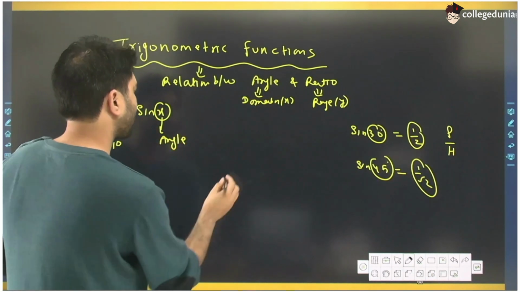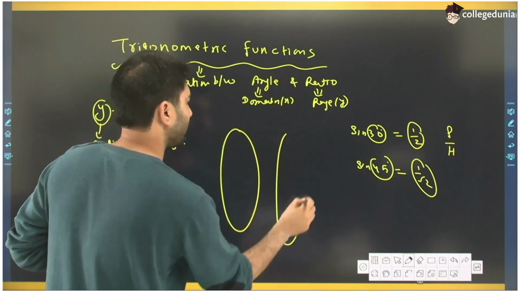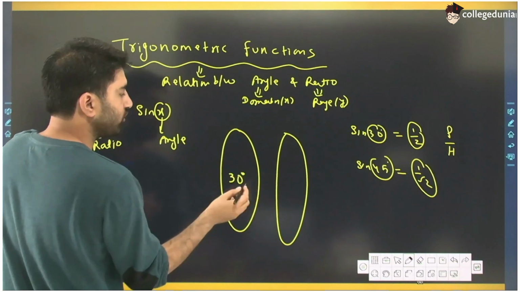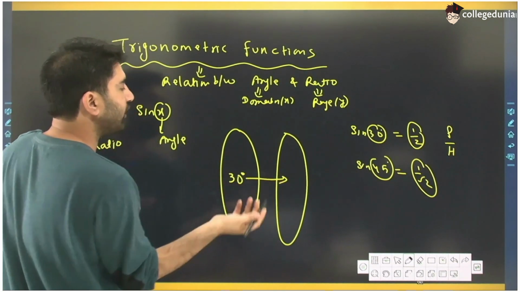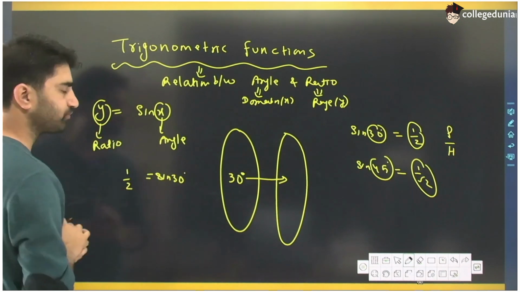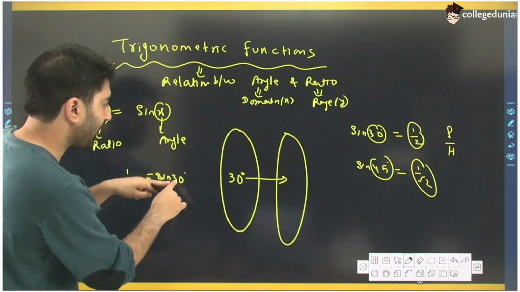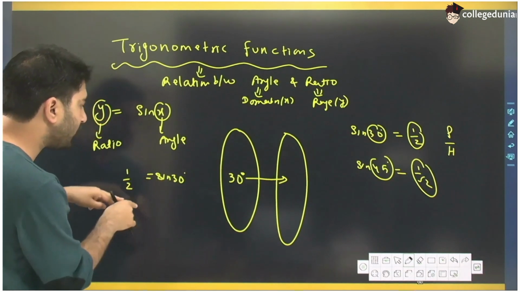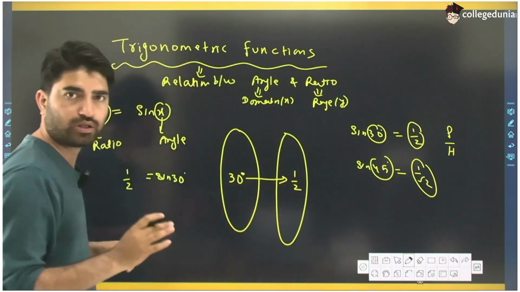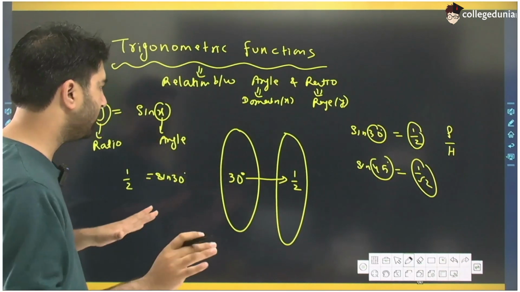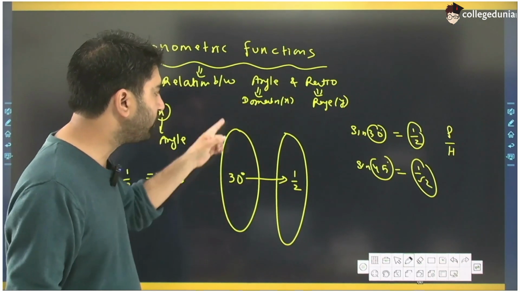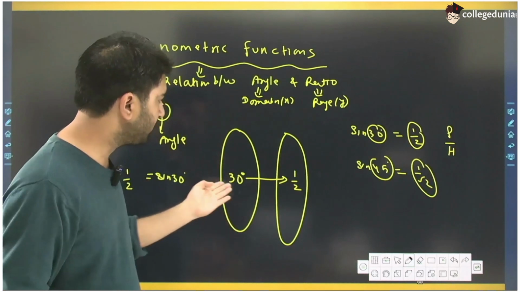Like for example, let's make an arrow diagram. Let's put x equal to 30 degree. We all know that sin 30 will have only one image, which is 1 by 2. So for this unique angle 30 degree, it has only one image, which is 1 by 2. This 30 degree is only connected to 1 by 2. Okay, so this is the definition of function, that every element of domain should have exactly one image. So now this has one image.